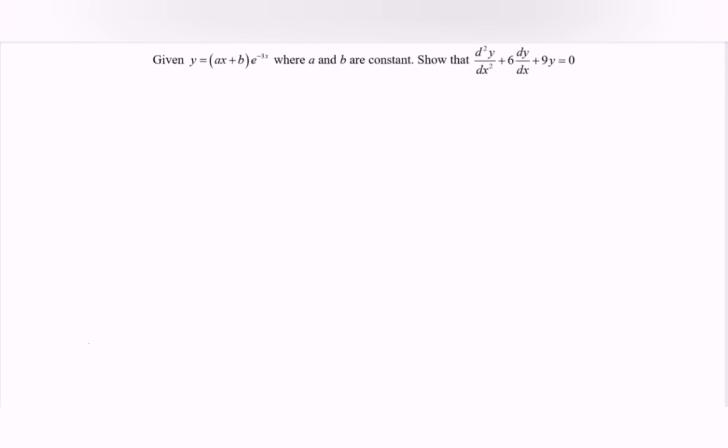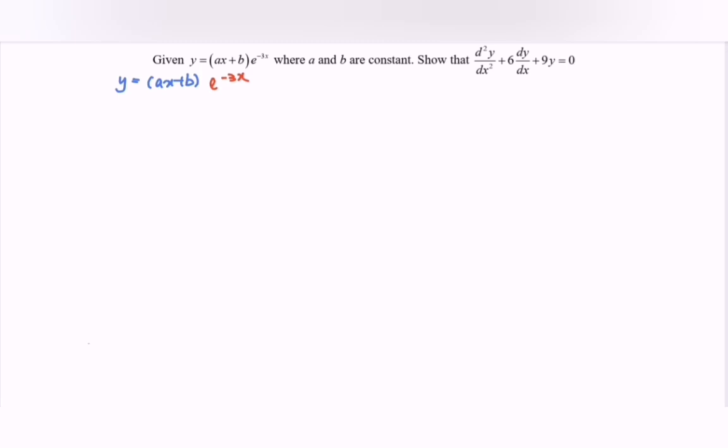Hello everyone, in this video, I'm going to discuss the example for differentiation. So kindly refer to the question. Here we have y is equal to (ax + b) multiplied with e to the power of negative 3x, where a and b are constants. Show that we have the second derivative plus the first derivative plus 9y, which is equal to 0.